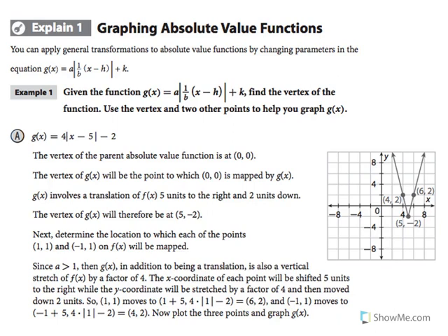You can apply general transformations to the absolute value function by changing parameters in the equation: g of x equals a times the absolute value of 1 over b times the quantity x minus h, close parenthesis, plus k. We see that a, b, h, and k are called the parameters. But be careful that there's a negative in the transformed function, so be careful of the h.